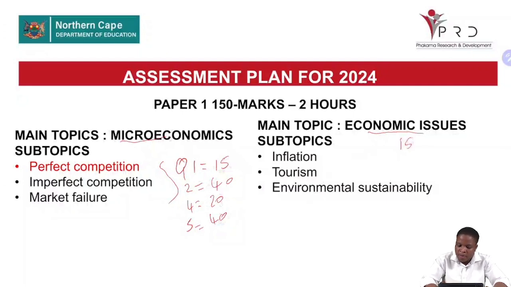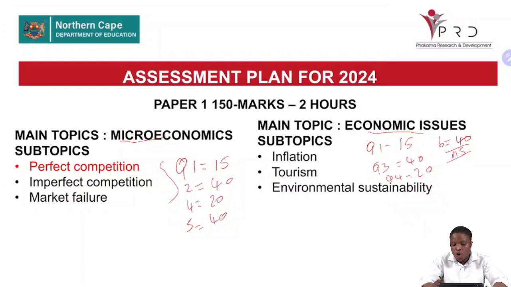Question 1, 15 marks are for only economic issues. Question 3, 40 marks is only economic issues. Question 4, the 20 marks, remember question 4 is a mixture of both micro and economic issues, so the 20 marks will be for issues. And question 6, all of its 40 marks will be for economic issues, making it 115 out of 150 where you can score only focusing on economic issues.